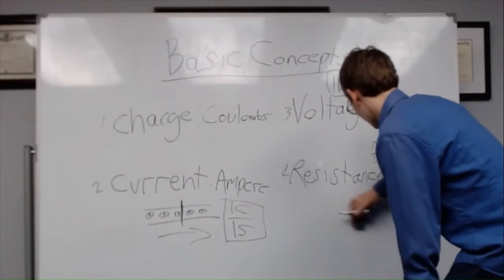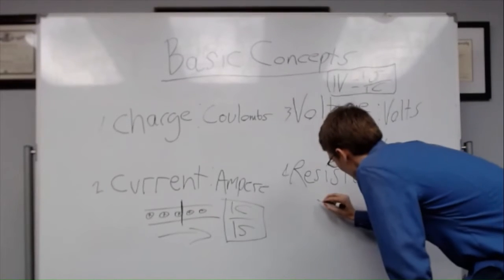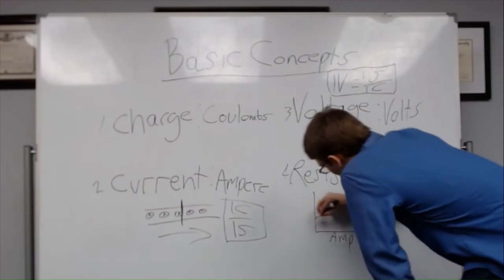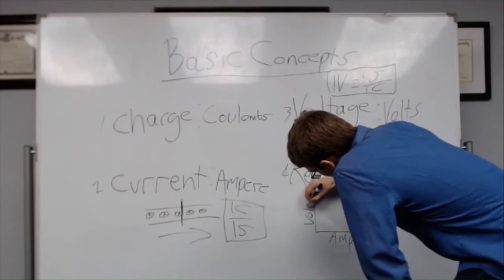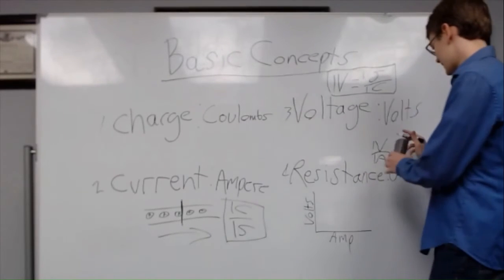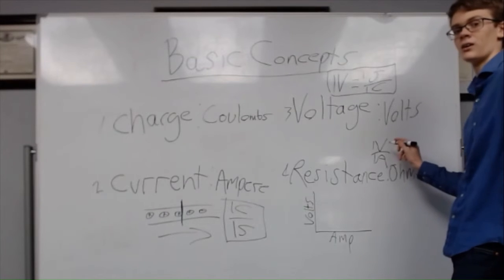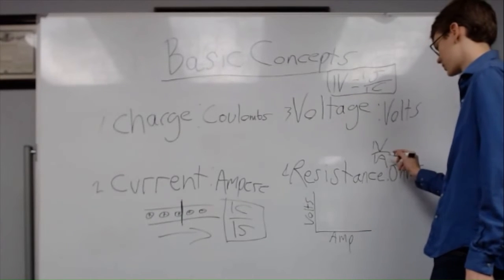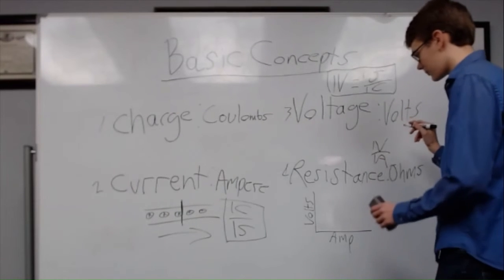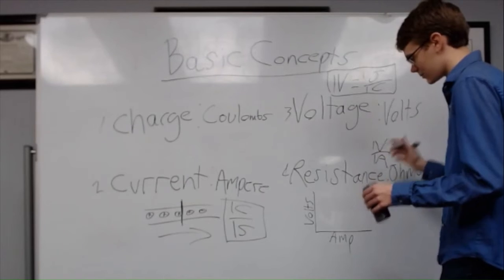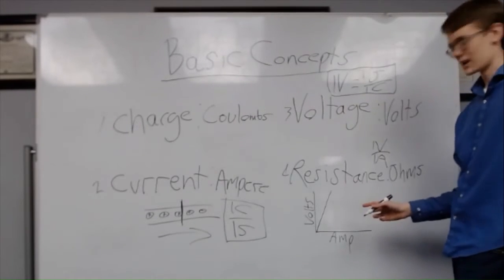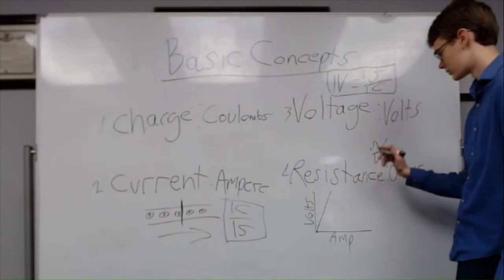I'm going to erase all that to make some room. So say we have a graph with amps on the X and volts on the Y. This is how much voltage is necessary to get an amp of current through the wire. So say we have a metal, and its graph looks like this. This is going to have a very high resistivity.